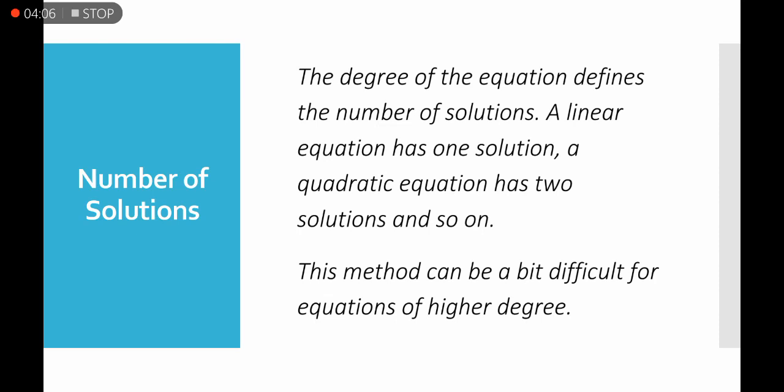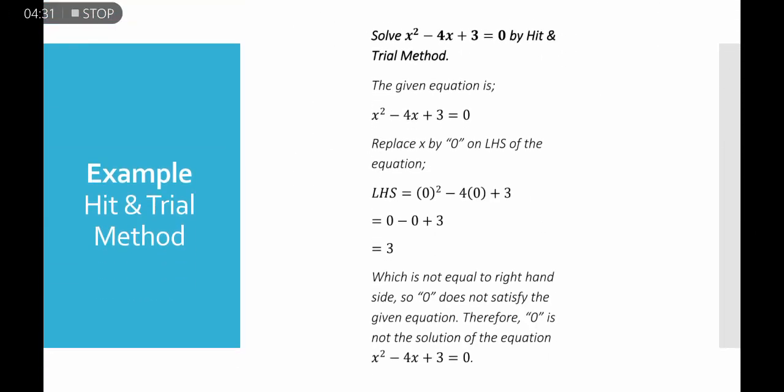Number of solutions. The degree of the equation defines the number of solutions. A linear equation has one solution, a quadratic equation has two solutions, and so on. This method can be a bit difficult for equations of higher degree. Example: hit and trial method. Solve x square minus 4x plus 3 is equal to 0 by hit and trial method.